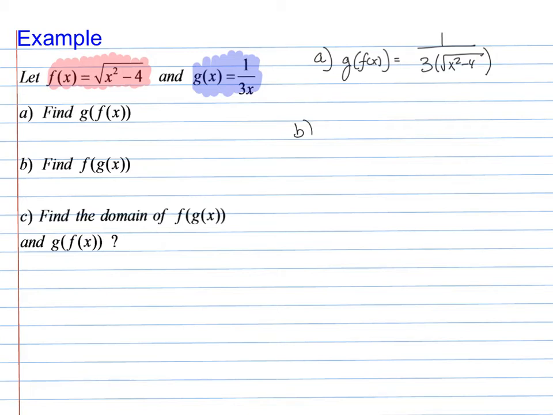For B, now it's going to be the reverse. Now we have f of g of x. So that means that wherever we see an x in the f function, our g function is going to go in there. So we are going to have the square root of our g function squared minus 4. We're going to simplify it, and we're going to have the square root of 9x squared minus 4.